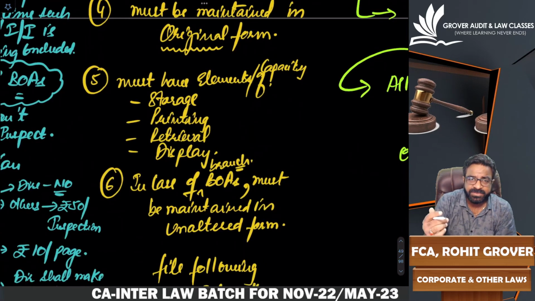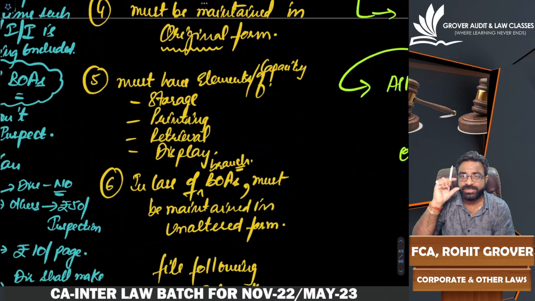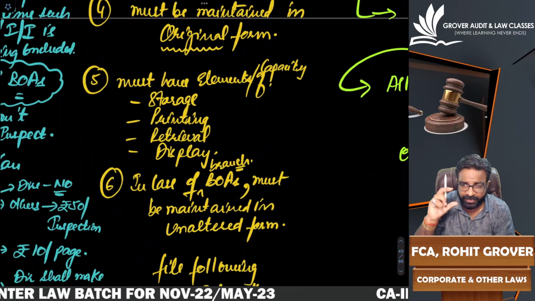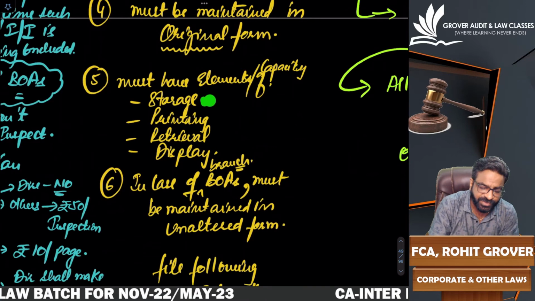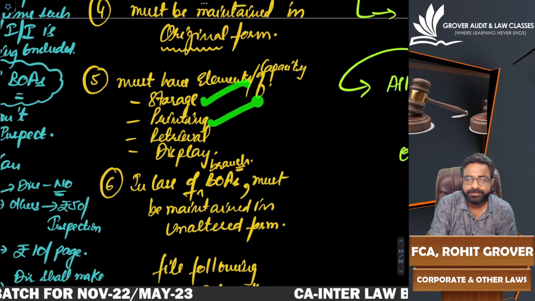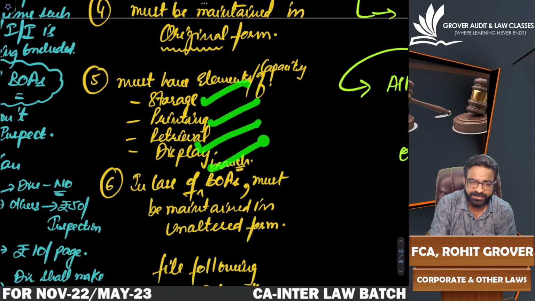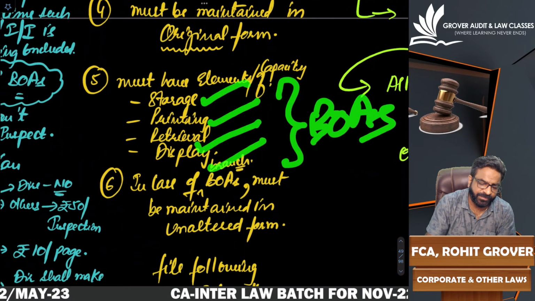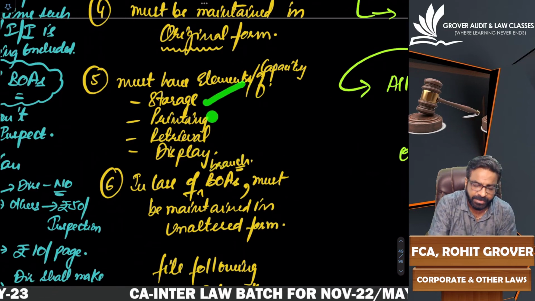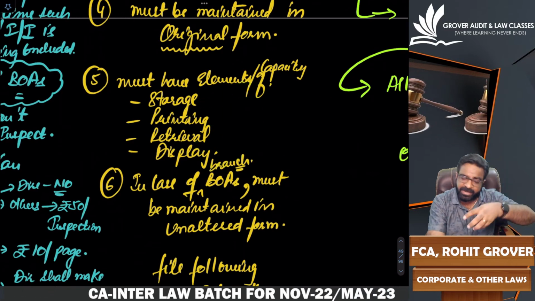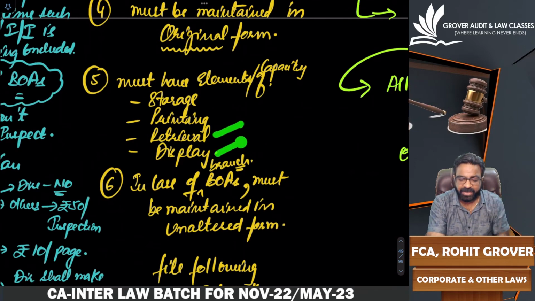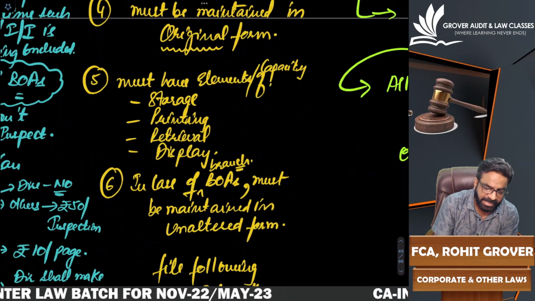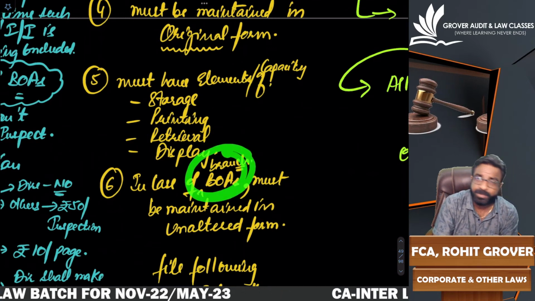Next one. Your books of accounts software should have the capacity of storage, printing, retrieval, and display. So these four features are expected in your books of accounts software. What are the four features expected? Storage, printing, retrieval, meaning any information I want, I should be able to retrieve. And what is the last word? Display. And last but not the least, in case of dependent branch books of accounts, who prepares them generally?